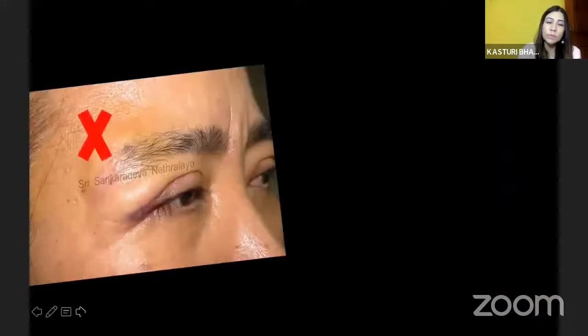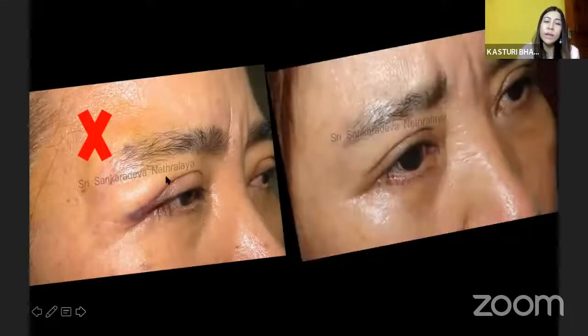She happens to be a very prominent lady from Mizoram. And this is the uncorrected, which I had again taken up within 10 days' time. And this is the final look that she gets after the second procedure.